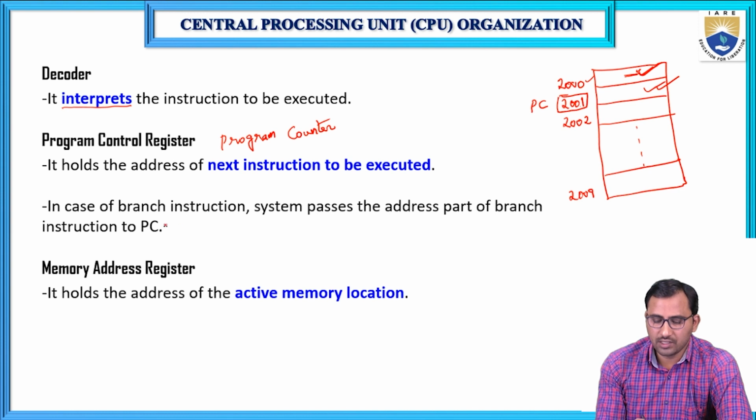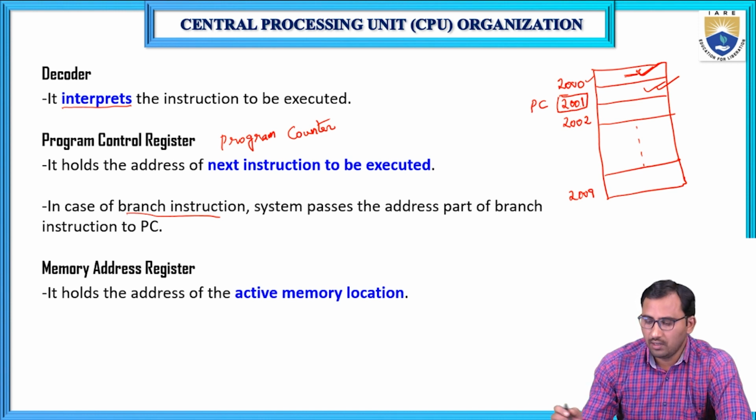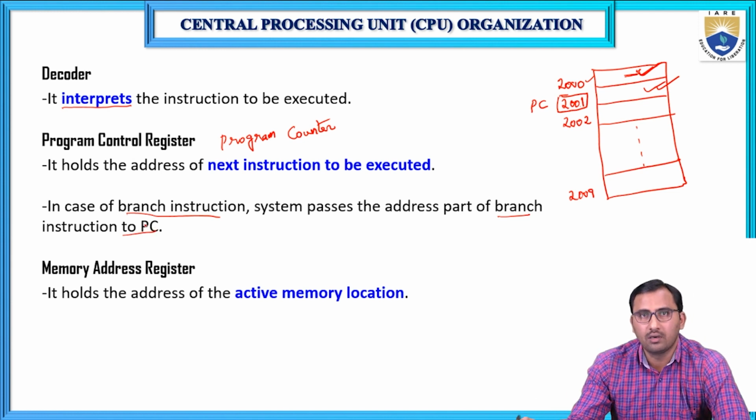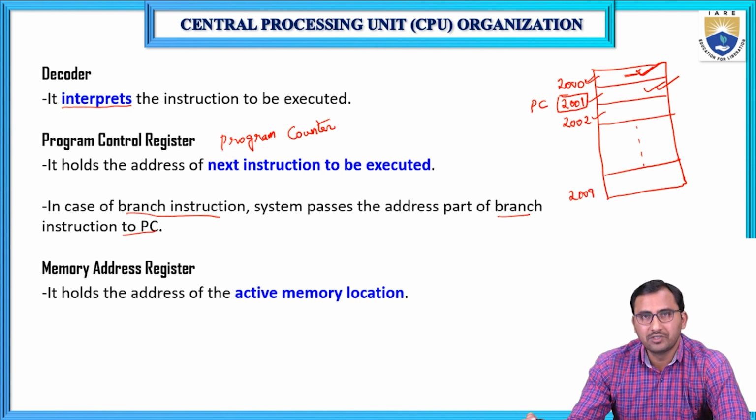And in case of a branch instruction, the system passes the address part of the branch instruction to the PC, that means the program counter. Basically, the program will execute in a sequential manner. First the instruction in 2000 will be executed, next the instruction in 2001, next the instruction in 2002. Like that, all the instructions in a program get executed.